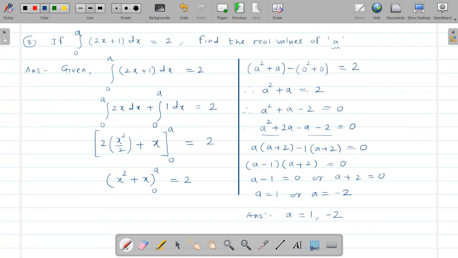Okay, so in the definite integration, the integration is the same, just you have to write the last answer by keeping the upper limit first and then the lower limit. In that integration you will get the definite value of that integration. So that is the main concept of the definite integration.